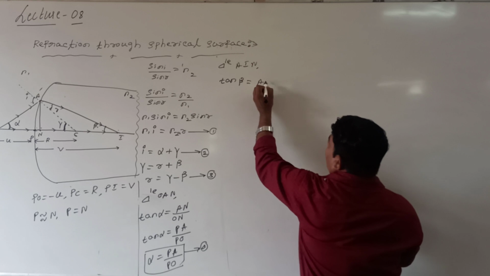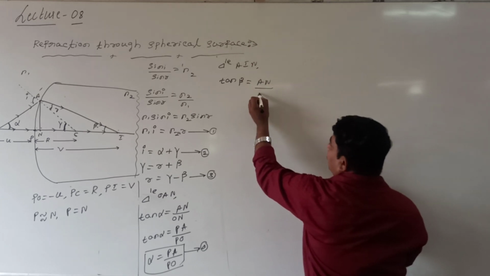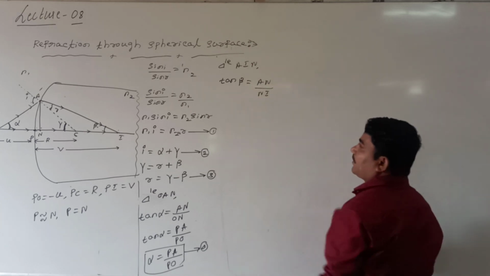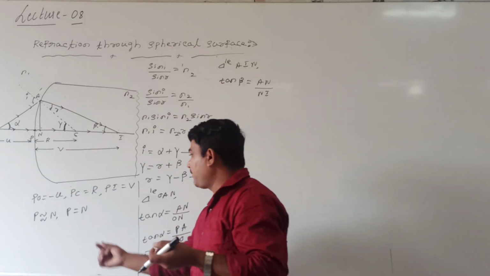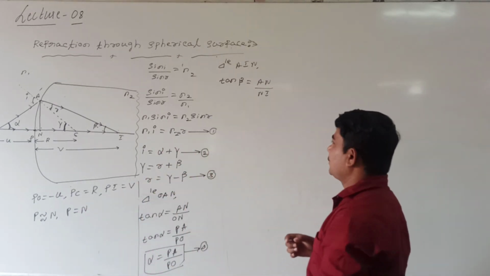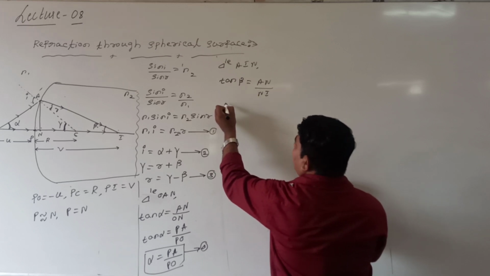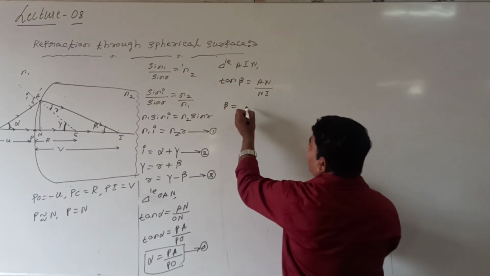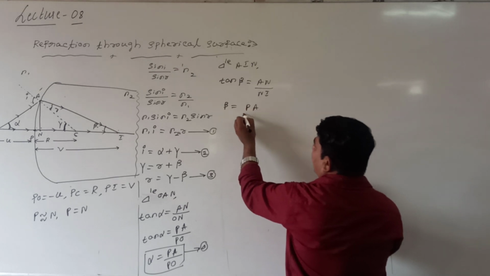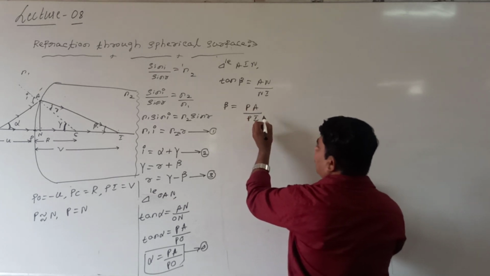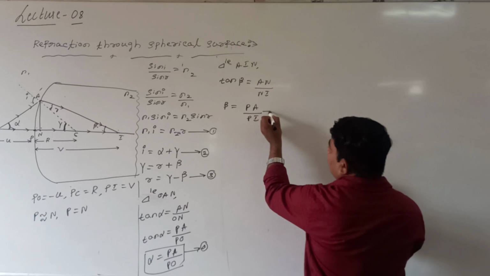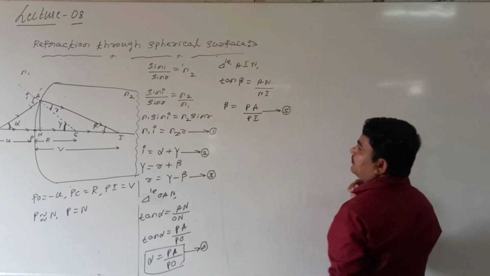Opposite is equal to AN. Adjacent is equal to what value? NI. Again from the figure, what do we know? P point is very close to N point. So again, tan beta, with theta very small, is directly equal to beta, which is PA divided by PI. For my convenience, let us call this equation number 5.